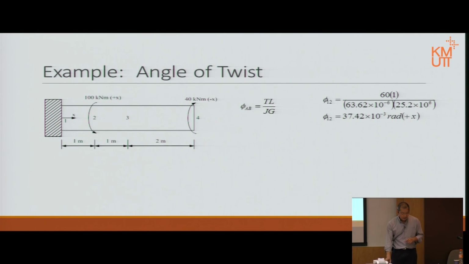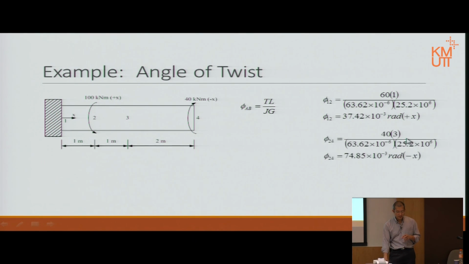Now between 1 and 2 we calculated already 60, right? And it's positive x. Therefore when we calculate between 1 and 2, phi uses 60, and the torsion is positive x, so the rotation is also positive x. And then between 2 and 4, the torsion is 40, negative x, so the angle of twist goes in the negative x direction.